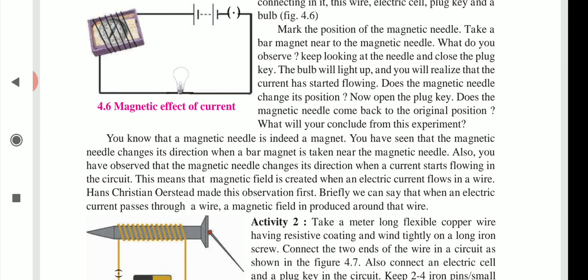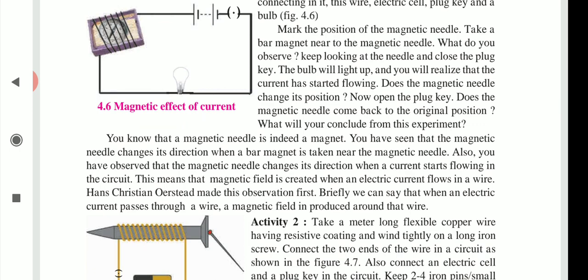And this magnetic needle changes its direction when a bar magnet is taken near it, in the magnetic field. Yes, it is due to attraction or repulsion, okay. Also you have observed that the magnetic needle changes its direction when current starts flowing in the circuit. This means that a magnetic field is created. Magnetic field is created when an electric current flows in a wire.